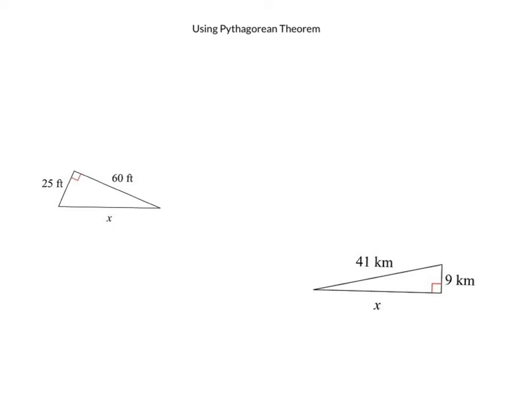Hi, this video will talk about how to use Pythagorean theorem to find the hypotenuse of a triangle. And specifically, it has to be a right triangle. So let's talk a little bit about what that means.